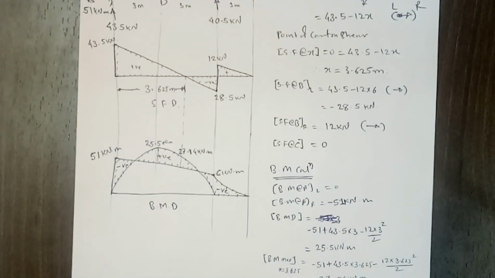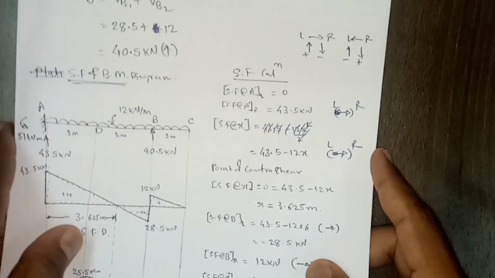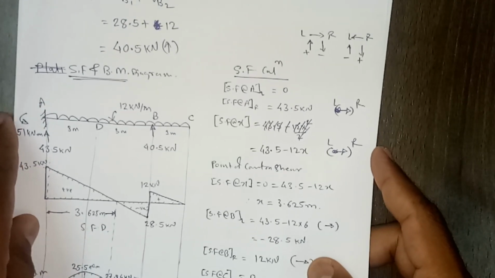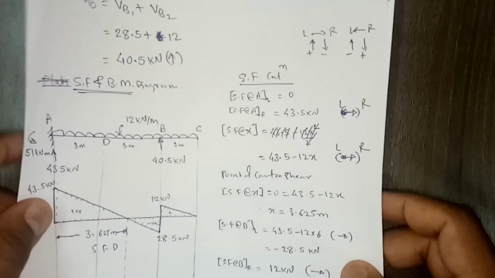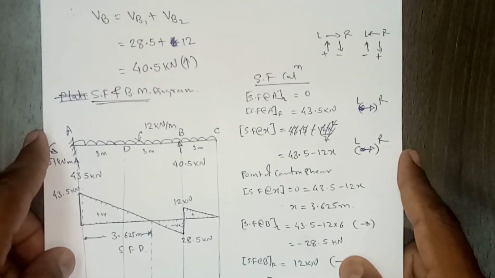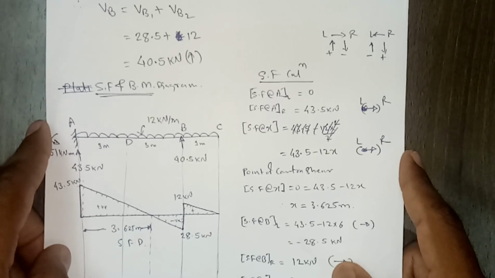So that's the end of this class. Next class we'll discuss one more problem where there is a change in moment of inertia of the section, and if there is a settlement of any support, then how to deal with those kinds of problems when we are analyzing a continuous beam using Clapeyron's three moment theorem.